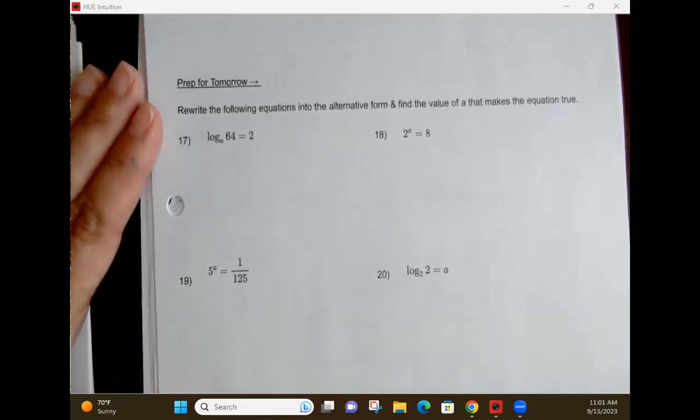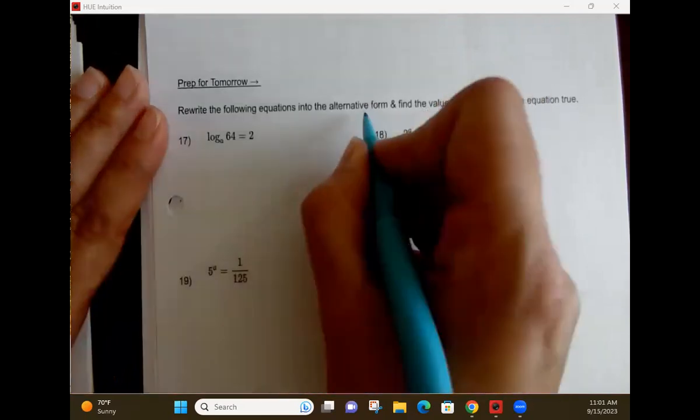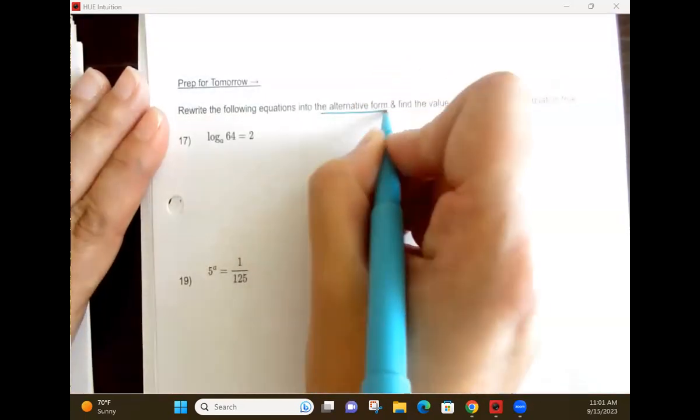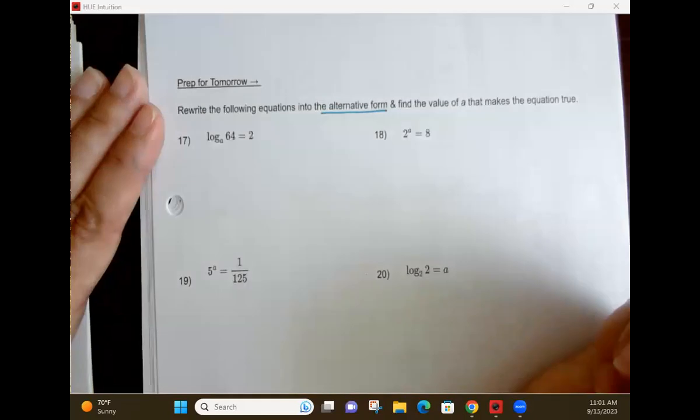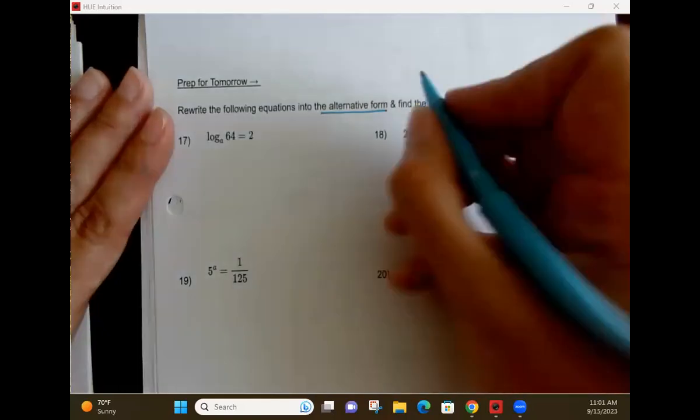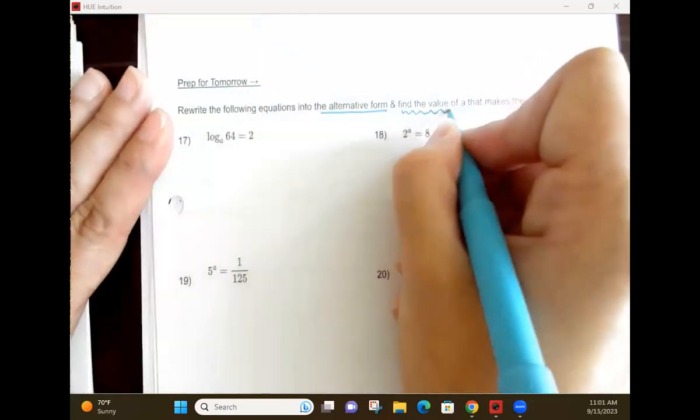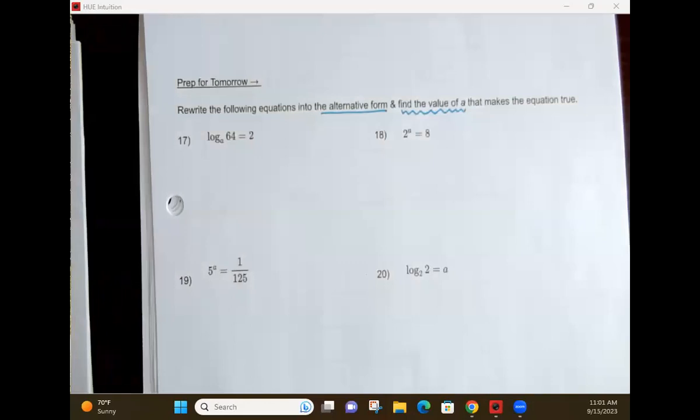I want to point out something in the directions here. It says rewrite in the alternative form. So change the logs to the exponentials, change the exponentials to the logs. That's exactly what we just did, but there's a second part here. I also want you to find the value of A that would make each of these true. So we have a missing value in each of these. Tell me what it is. So that is what I would like you to work on.